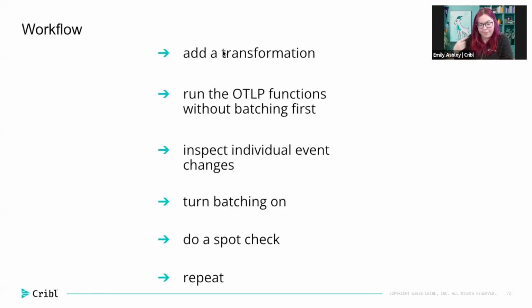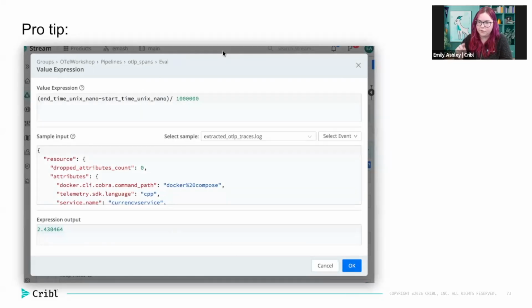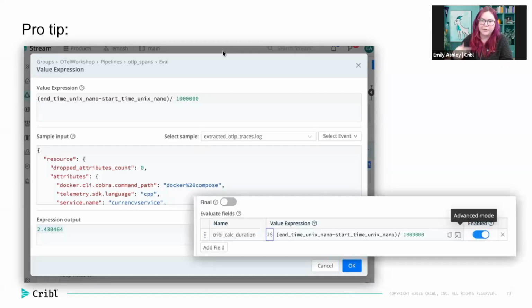Once you build those working pipelines, you can turn them into a pack for reuse. Also, a pro tip, if you don't know how to get to this advanced view, this is the quickest way to kind of iterate over those JavaScript expressions. You can pop this out in advanced mode and start working on the individual. You pick what sample event you want, right? And it tells you how it would evaluate the value expression, that JavaScript, on that sample file.